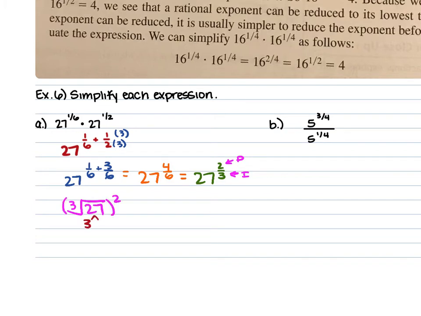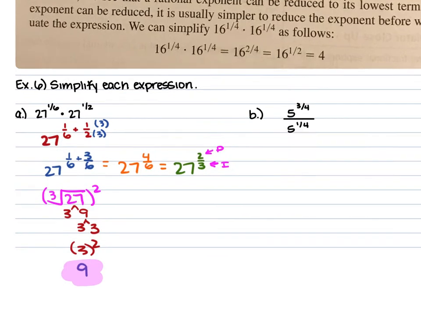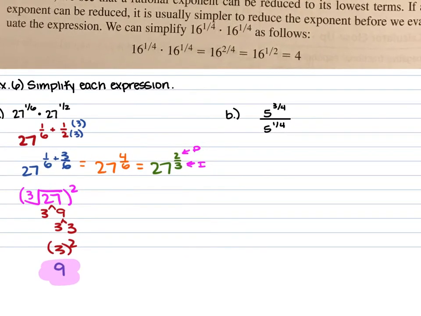The 27 is 3 times 9. 9 is 3 times 3. So this is 3 squared, which is 9. So we're working these all out completely. You have to use your rules of exponents in order to simplify into radical form, and then you're simplifying from there as well. For example B, we have 5 to the 3/4 power over 5 to the 1/4 power.